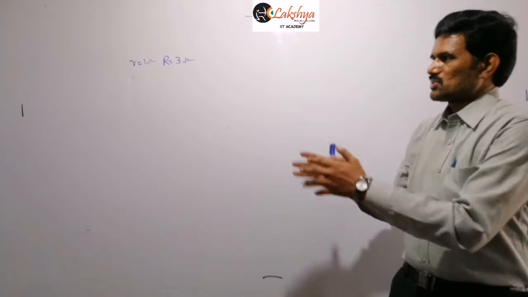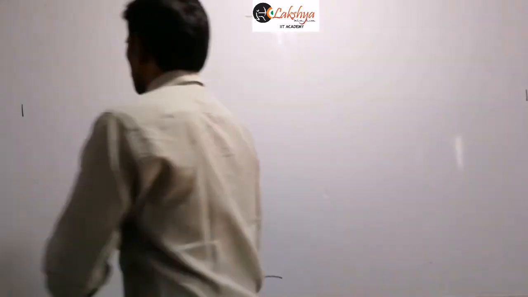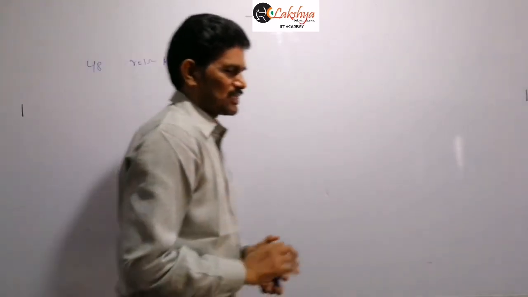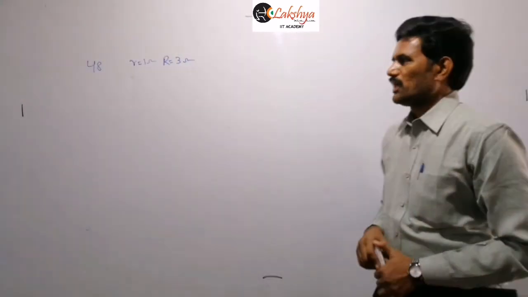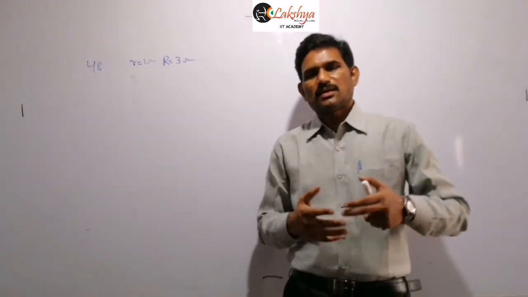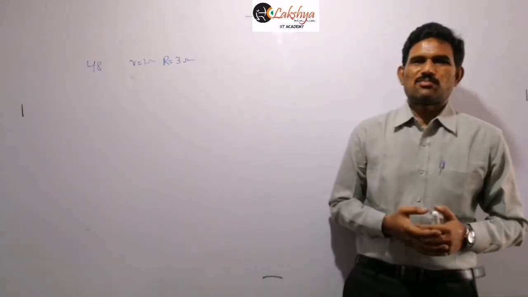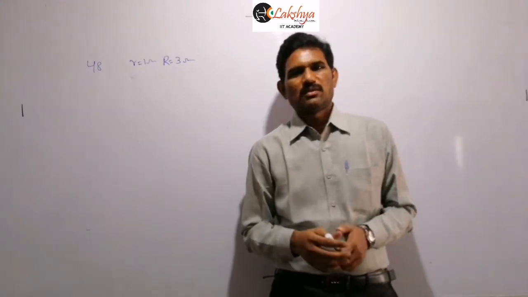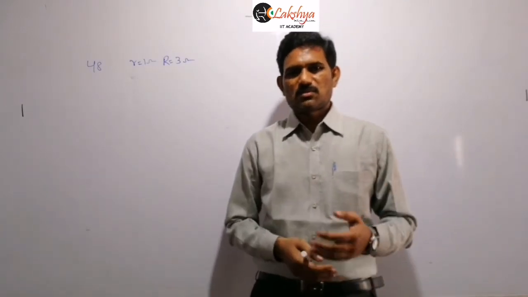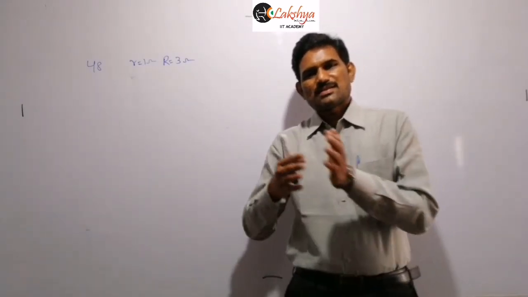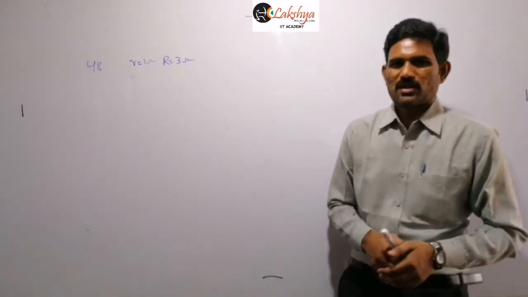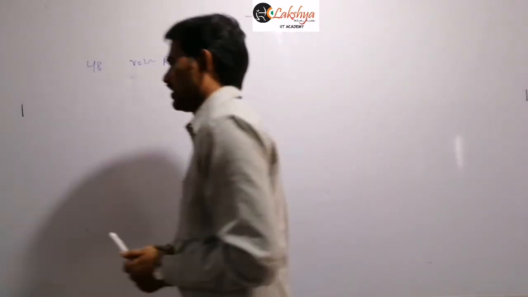Total number of cells is 48. So here 48 identical cells are connected, each with internal resistance r equal to 1 ohm and external resistance 3 ohm. This combination is connected such that the power delivered to the external resistance will be maximum. So this is a given condition here. And we already know that in such a mixed grouping, the power delivered to the external resistance will be maximum when the external resistance is equal to the internal resistance.